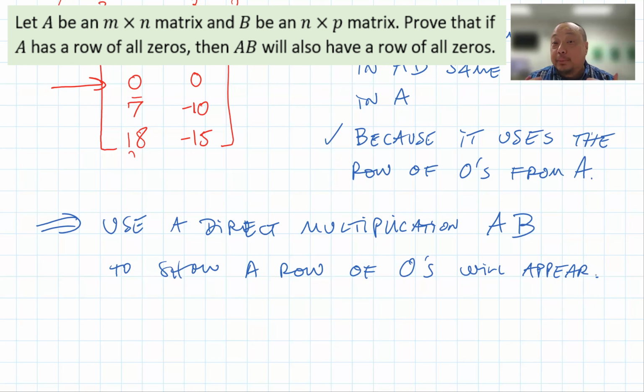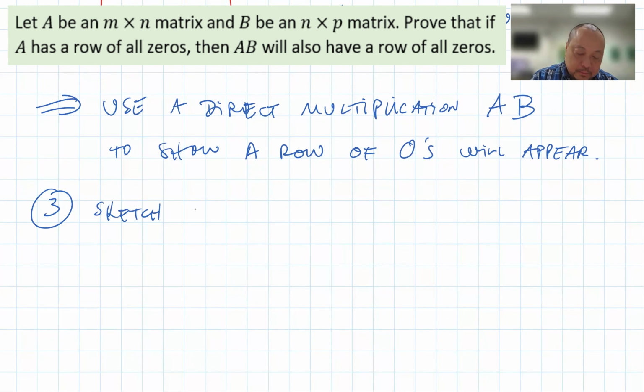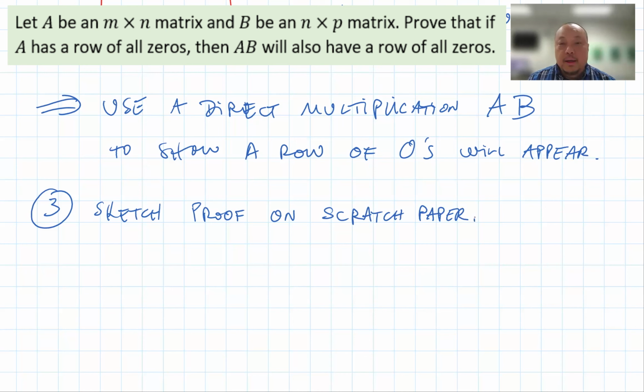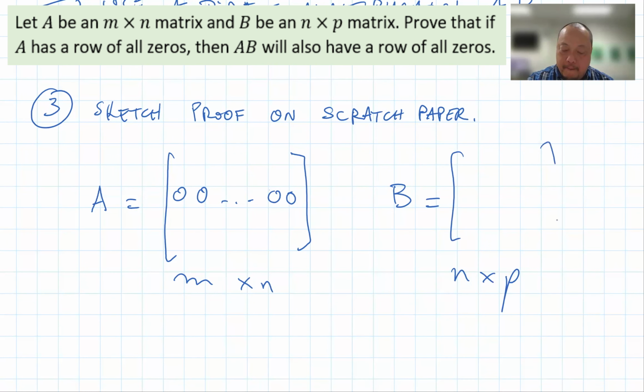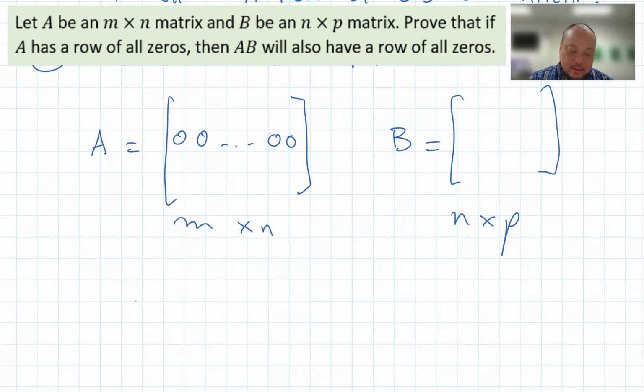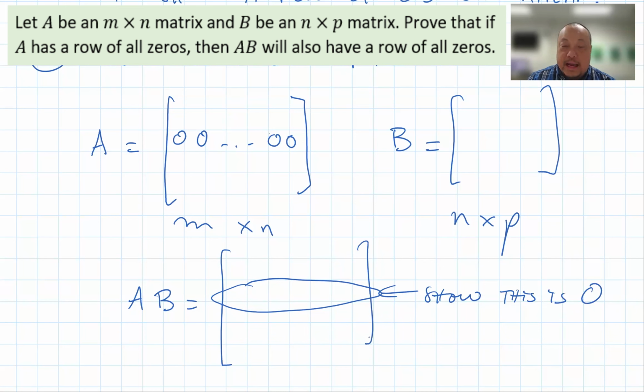Of course, before writing my proof on paper, I'm going to do that on scratch paper first. Number 3 is to sketch the proof on scratch paper. I have my A, it has a row of 0. And I have my B. This one is M by N. This one is N by P. And in the AB matrix, I want to show that that row is all zeros. That means I need to specify where it is. And I know from working out the scenarios that it's the same row as in A.